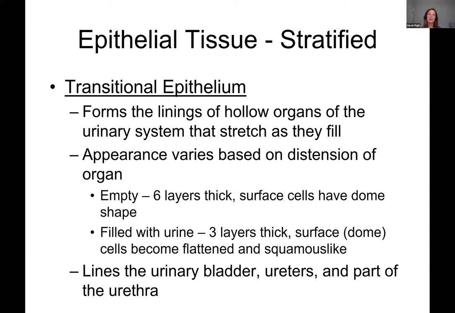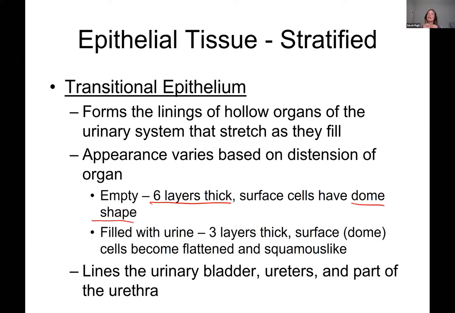So like the bladder, as the bladder fills, think of blowing up a balloon, it's going to stretch. And so what we'll find is that when the bladder is empty, the epithelial lining in there is actually pretty thick. It's about 6 cell layers thick. The cells on the apical surface have sort of a bubbled shape to them. They have a dome shape.